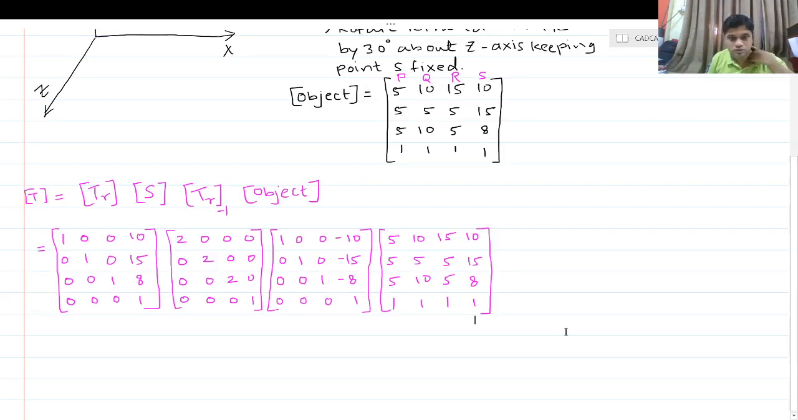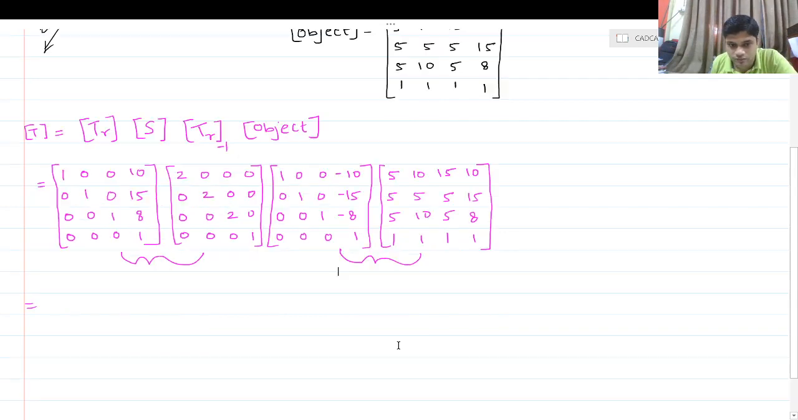Now we can perform the multiplication in any sequence. First you can multiply these two, and then you can multiply these two. You will get two matrices, and then you can further multiply them to get the final answer. So I will first multiply these two. I will get 2 0 0 10, then 0 2 0 15, 0 0 2 8, and then 0 0 0 1.